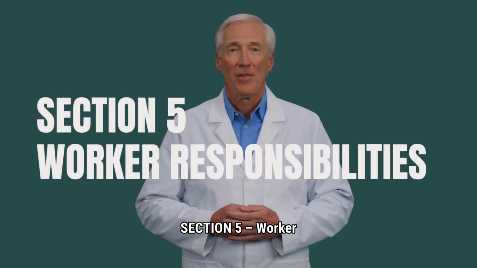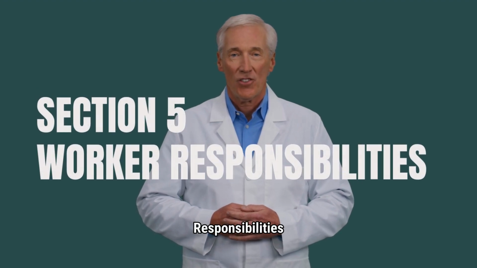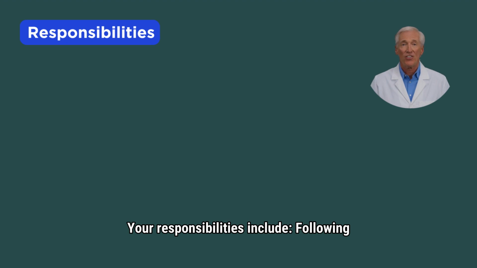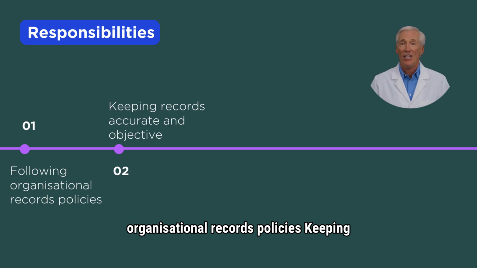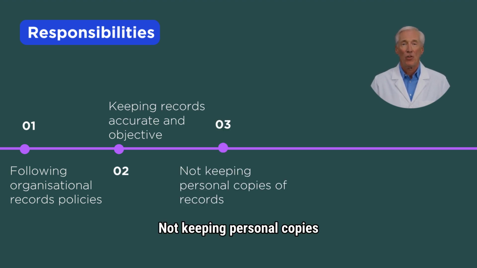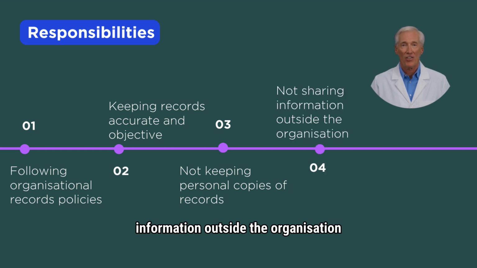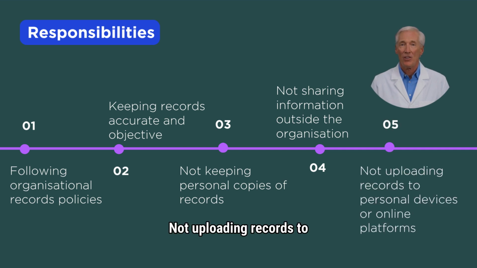Section 5. Worker responsibilities. Your responsibilities include following organizational records policies, keeping records accurate and objective, not keeping personal copies of records, not sharing information outside the organization, and not uploading records to personal devices or online platforms. Privacy and confidentiality are ongoing responsibilities, not optional.